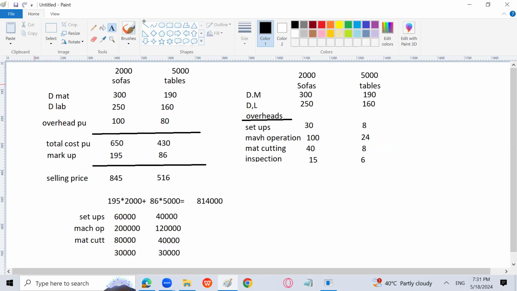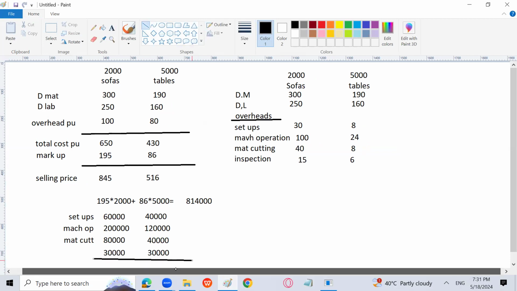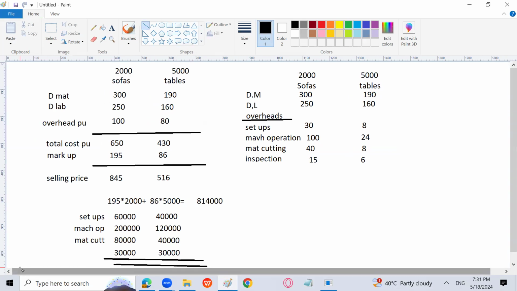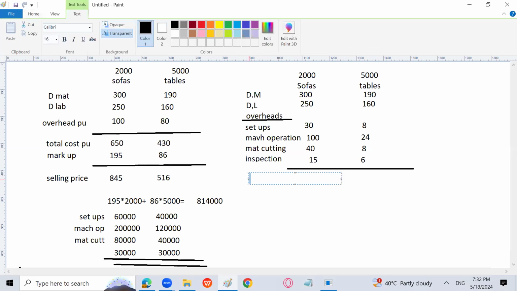So sometimes it happens, the examiner is going to ask you to find the total overheads like this. Then we have to find this also sometimes. It was not required right now, but I have explained it may be required. So let's find the total cost per unit, and then I will add the markup to find the selling price. If you want to find the total overhead cost per unit, you can find that also. But generally, it is not required in the question.